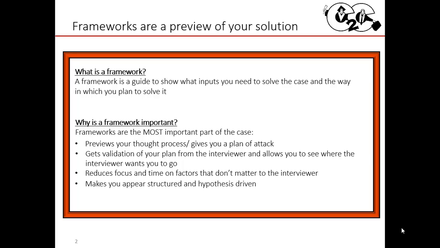It also allows you to appear very structured and hypothesis driven. So during a normal interview, what will happen is your interviewer will present you with the prompt. You'll take down some notes, and then you'll ask, can I take a minute to collect my thoughts? Normally, the interviewer will say yes. During this time, you're writing out your structure or your framework, and you then will present it to your interviewer.